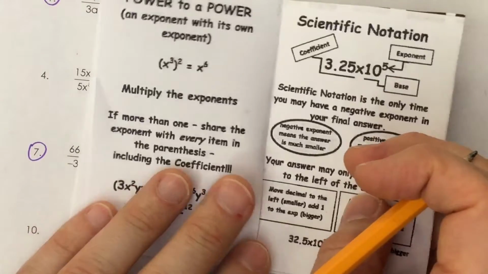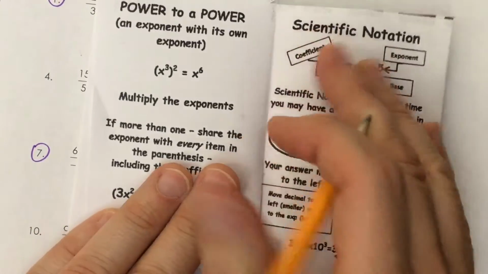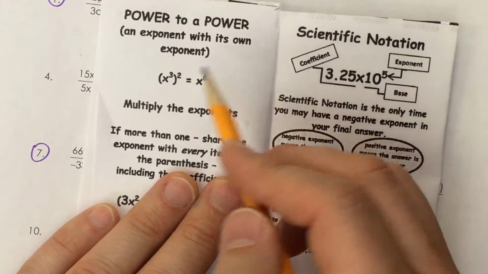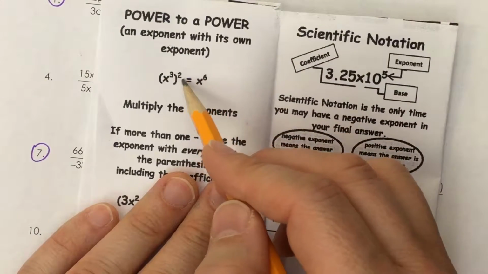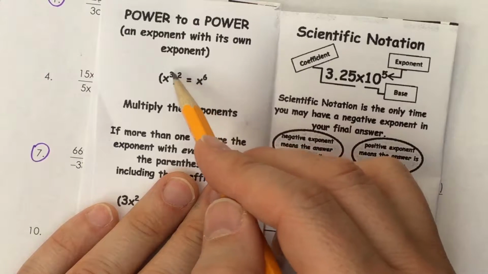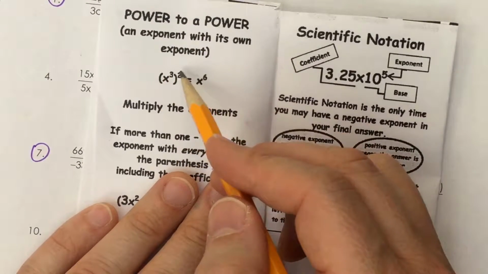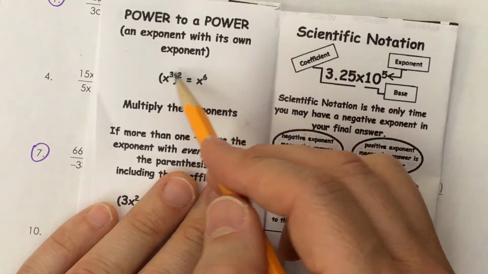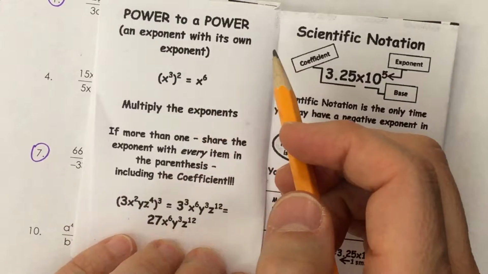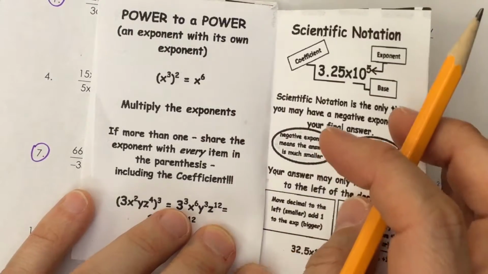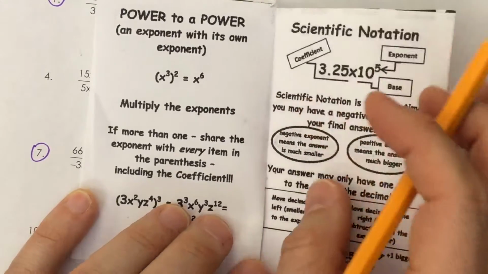The last one we're going to cover, because the other ones we're not doing much with, is power to a power. An exponent with its own exponent. When you have an exponent hanging on the parentheses, that is when you multiply these. So x to the third raised to the power of 2, we do 3 times 2, and you get x to the 6th. Okay? It's a lot of rules. We have spent a lot of time on them because we know it's a lot of rules.